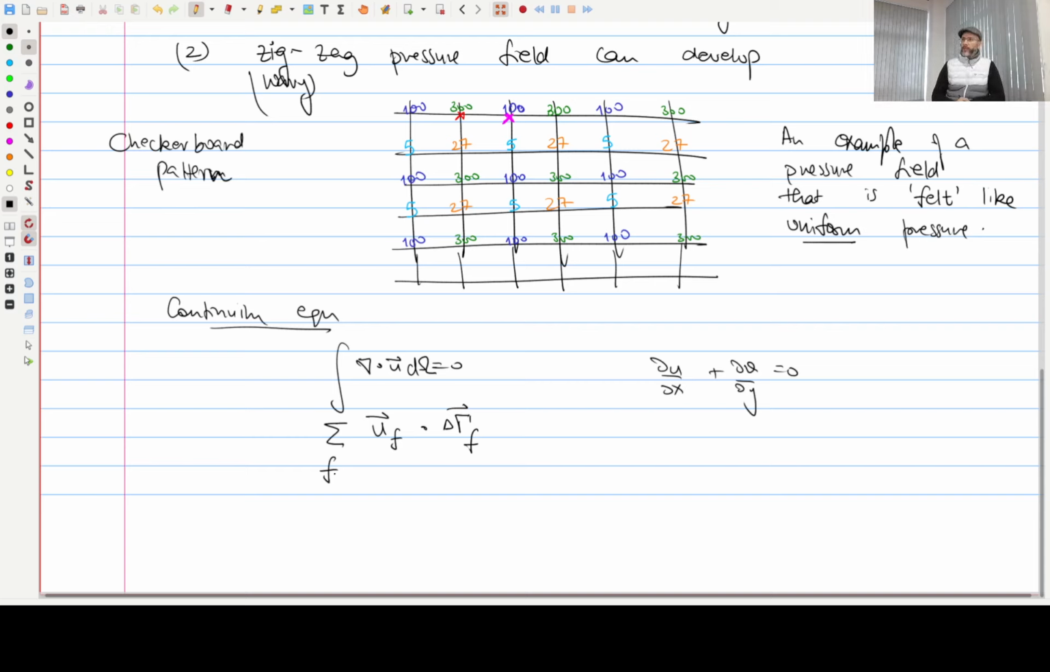So let's expand this. On the eastern face, the area is in the x direction, so we get the x component of velocity. That's u on the eastern face. And what is the area? Area is delta y. So I'll get u east minus u west times delta y. And then for the north and south terms, we'll get v north minus v south times delta x. Alright?